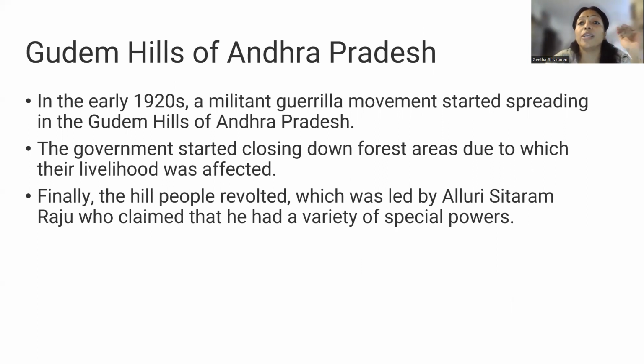He also followed the path of Mahatma Gandhi, but at the same time he believed that if we want freedom, we cannot go on the path of Mahatma Gandhi. So violence is very important. The government started closing down the forest areas, due to which their livelihood was affected, and they felt that now it's time we can enter any of the forest places.